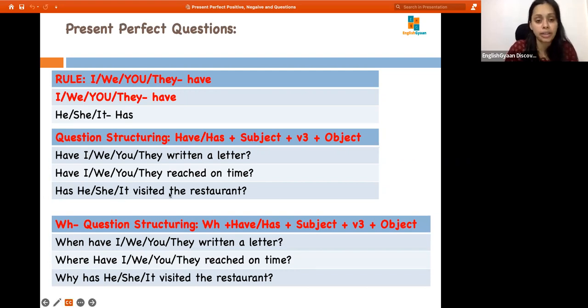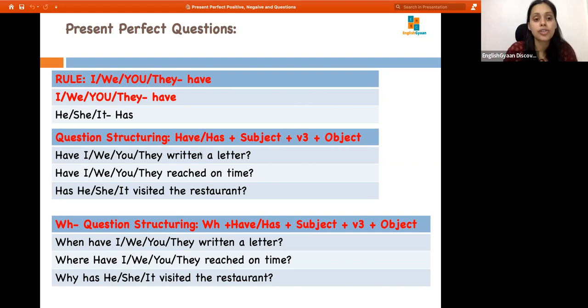Has he visited the restaurant? Why has he visited the restaurant? See, the meaning changes. When you add WH, the meaning is different. When you remove WH, the meaning is different. But the flow will be the same in present perfect tense. The only rule that you need to remember is with I, we, you, they, you will use have. With he, she, it, you will use has. And the verb will always and always be of the third form.